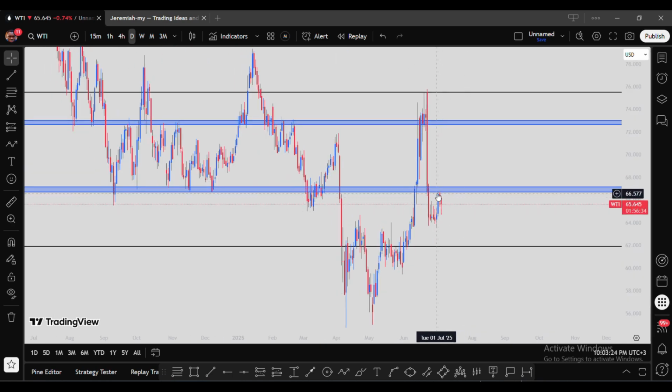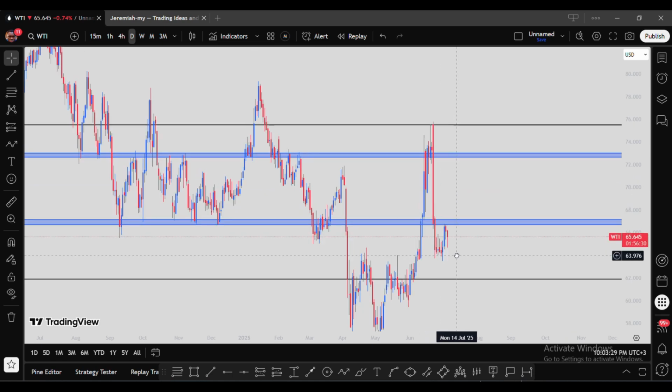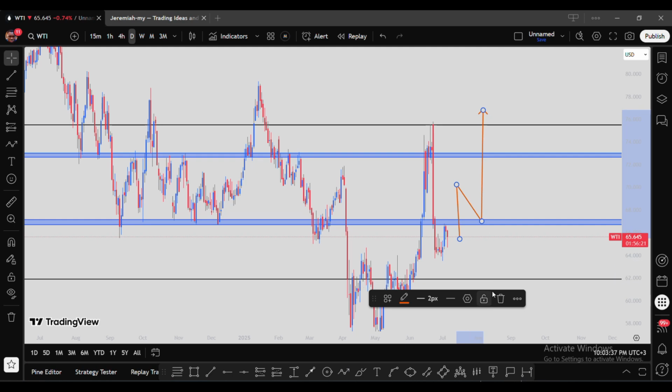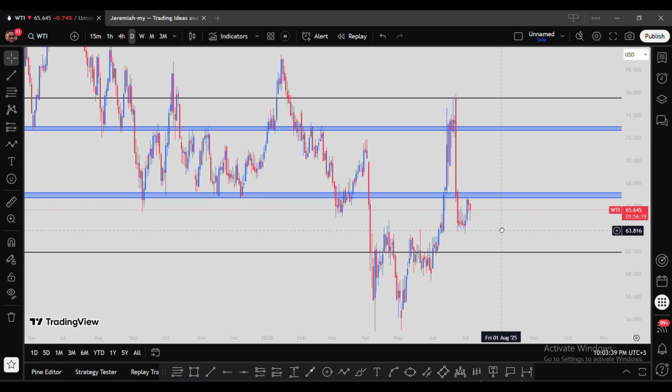Now if price wants to continue moving back to the downside, like I said, I'm waiting for price to break the counter trend line and then start moving back to the downside. And if price wants to continue heading higher, I'll still be waiting for this level to break and retest of it, and then a continuation. But I'm more bearish on this trade.